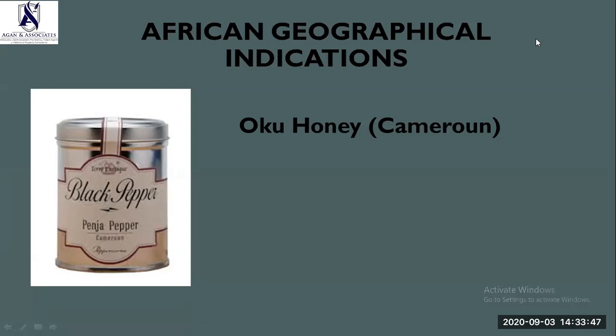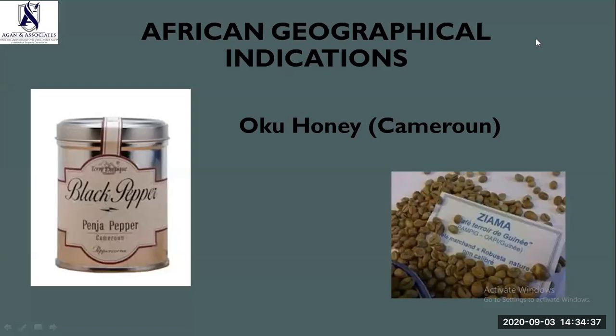In fact, this particular honey is unbelievable. The taste, I am told, I haven't tasted it, but the taste is such that you'd think that it has been artificially blended. And the color is not red, it's whitish. And the taste has a hint of cinnamon. You'd actually think that someone has blended this, but it is pure honey that comes from Cameroon and that has a geographical indication protection. We have, of course, Robusta coffee, that is very popular. And we also have so many other examples.